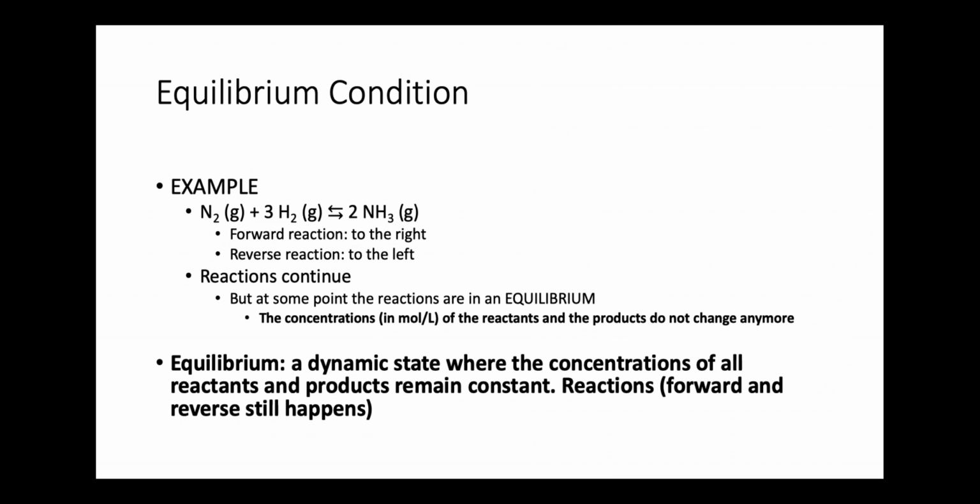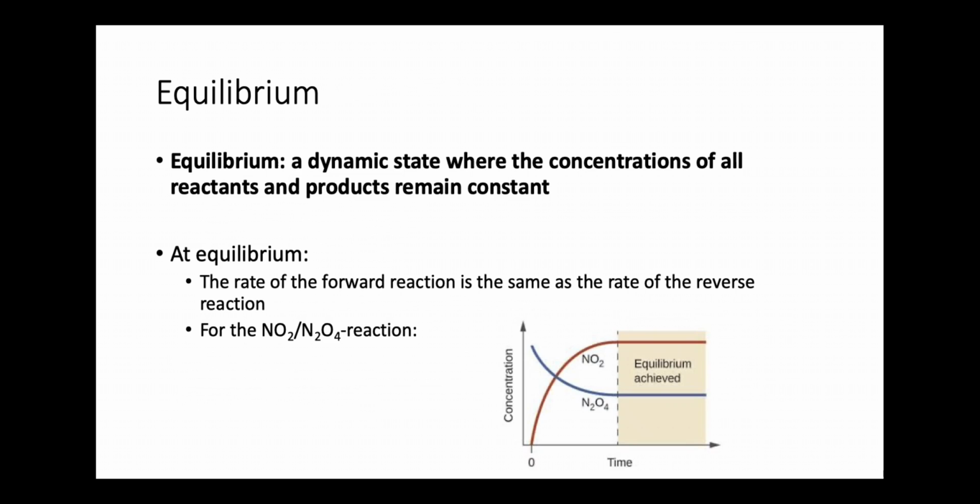So, equilibrium reactions. For an equilibrium reaction, the forward reaction is to the right and the reverse reaction to the left. The reaction continues all the time, but at some point it's not changing. Well, what's not changing? The concentrations of my reactants and products are not changing anymore. We still have the reactions, forward and reverse, but concentrations are constant, and then we have an equilibrium.